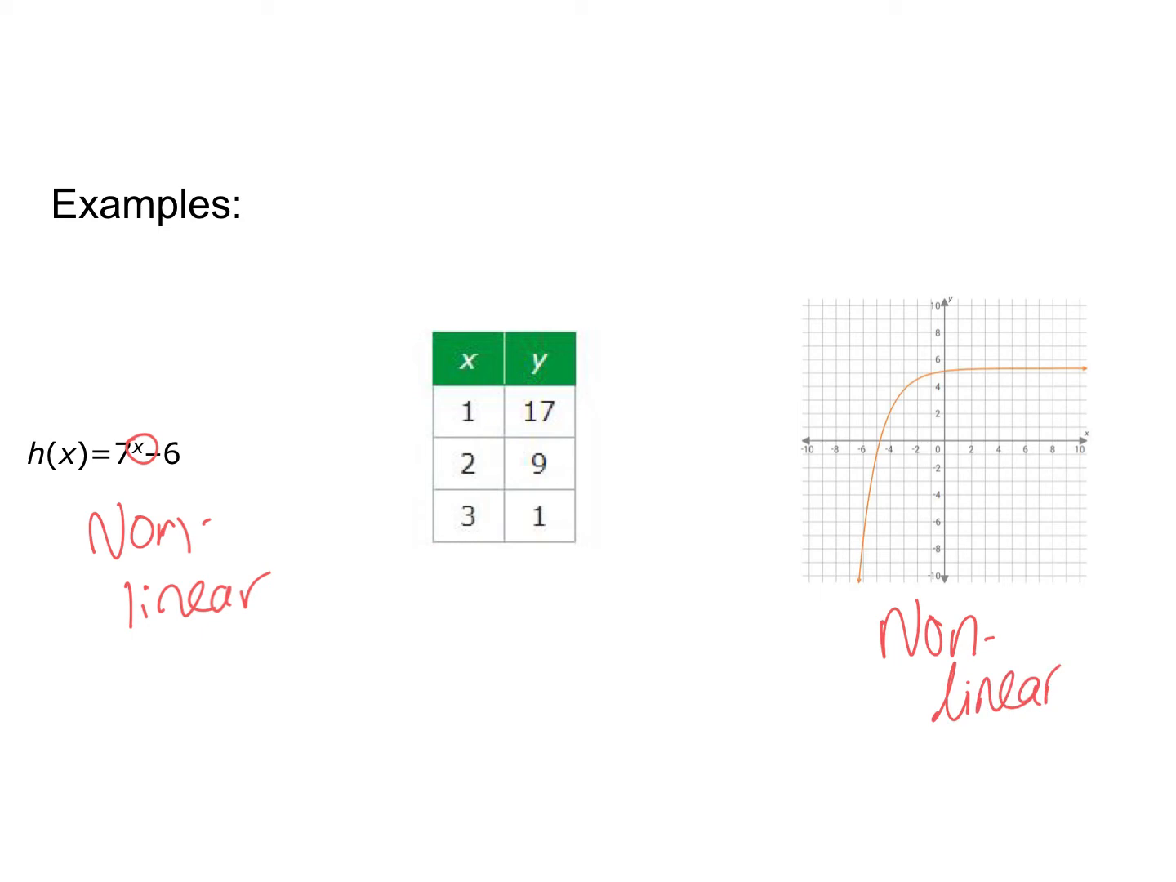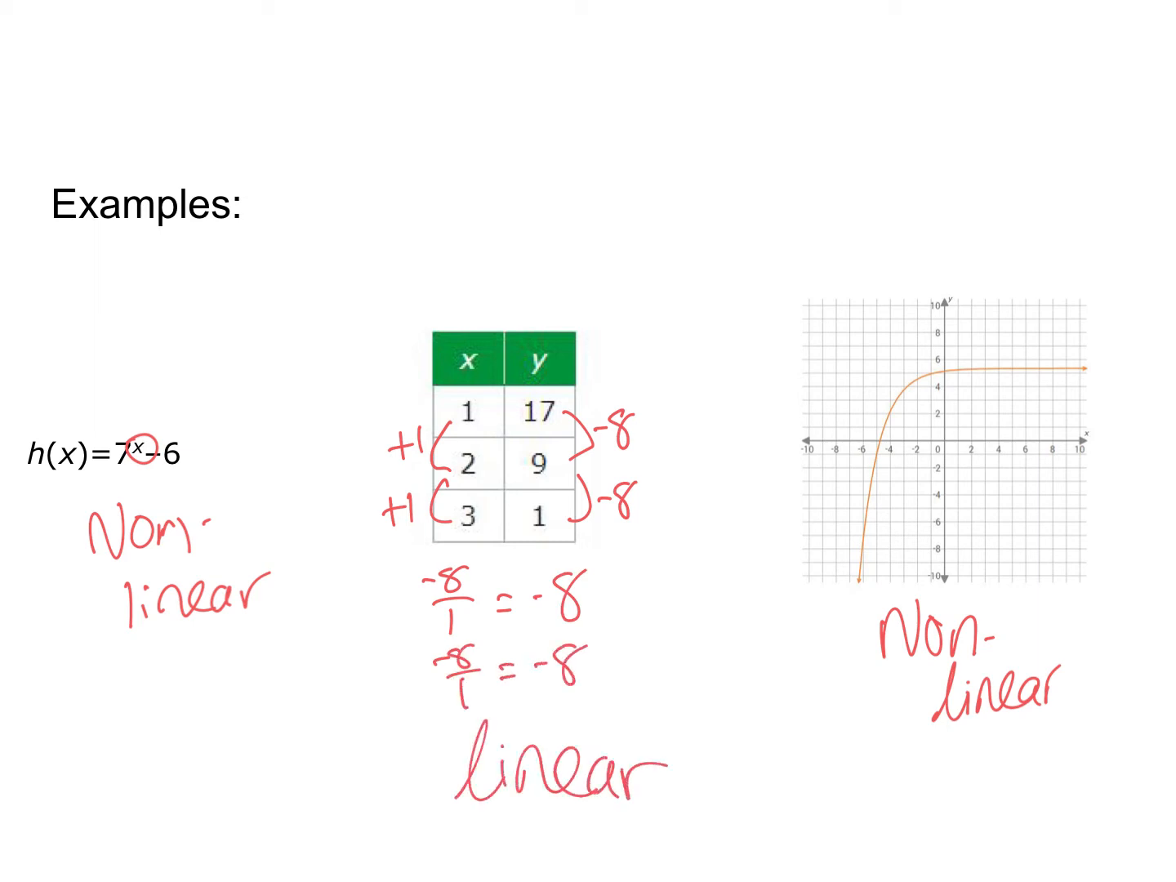The middle one, you had to do a little work to figure out. So to go from 1 to 2, we increase by 1. Increase by 1. Decrease by 8. Decrease by 8. So if I divided that, negative 8 divided by 1, negative 8 divided by 1 again is obviously negative 8. This one was linear.